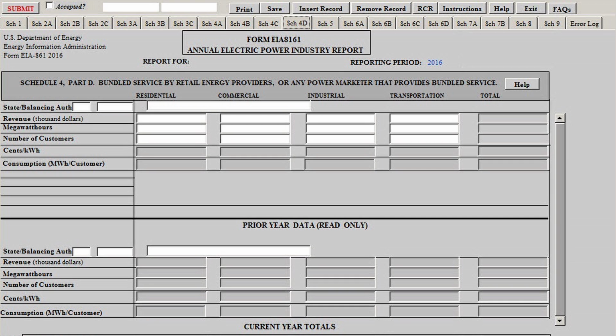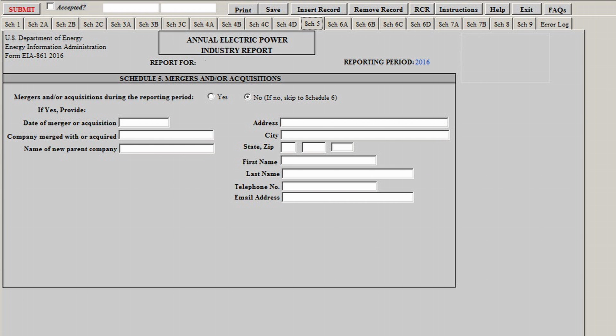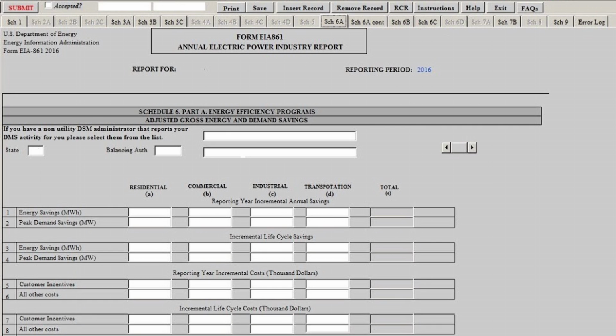If any mergers and/or acquisitions occurred in the reporting year, please provide this information on Schedule 5. Schedule 6 collects data on demand-side management and smart grid information.